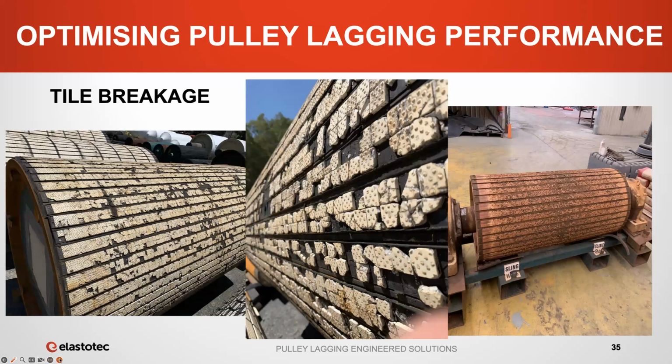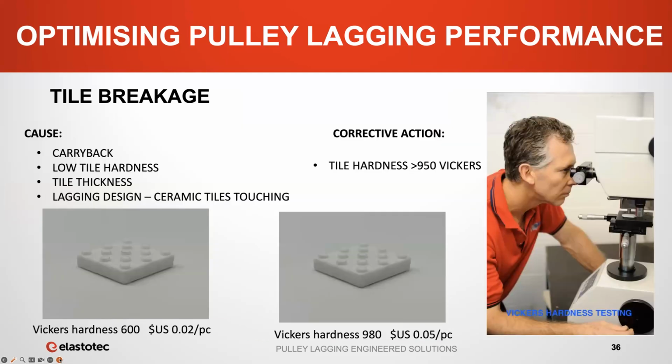The next failure mode we'll look at is tile breakage. And this occurs when you get material trapped between the belt and the pulley shell. In some operations, this is very difficult to avoid, but there are a number of things that you can do to minimize the chance of getting tile breakage. Breakage of tiles is made worse when you have low hardness tiles.